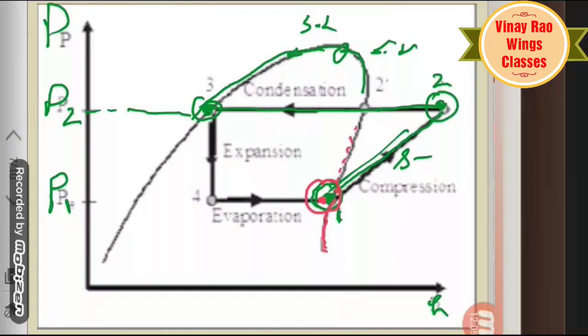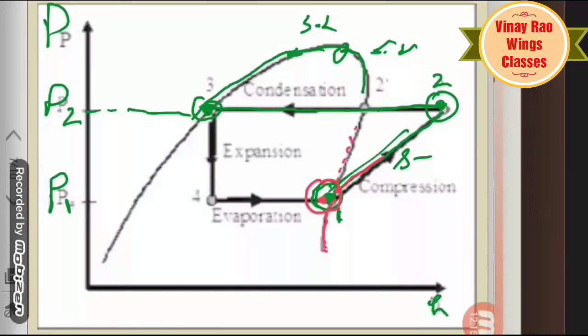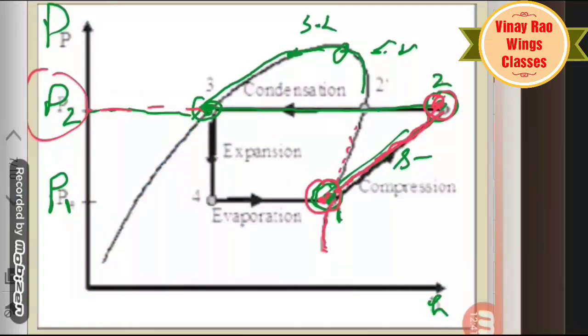After this, 1 to 2, at point 2 there are superheated vapors, an isentropic process. These are isentropic lines. This is point number 2 at pressure P2. That means isentropic compression up to point number 2. This is 1 to 2 isentropic compression into the superheated region. 2 to 3, there is a condensation process at constant pressure up to saturated liquid. This is a constant pressure line.